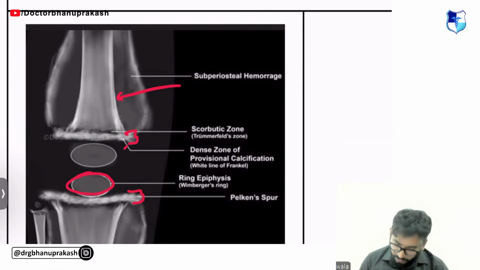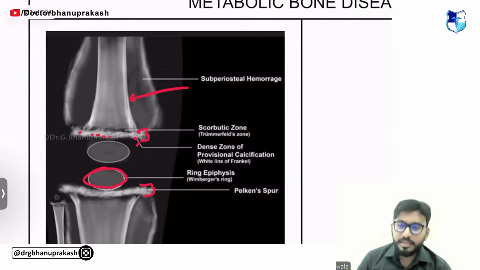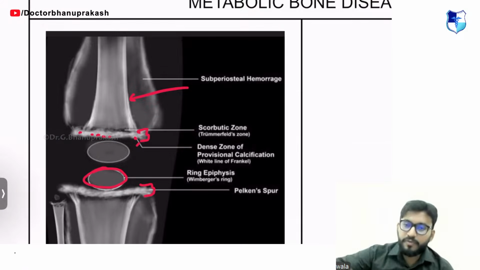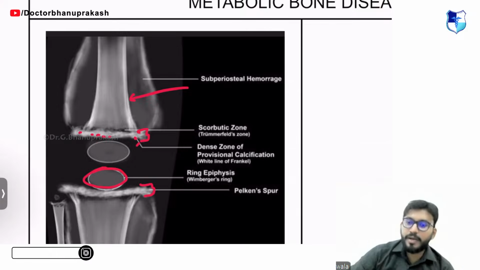This is your provisional zone of calcification, the white area, and the black area is the Trümmerfeld zone. These are the signs of scurvy that you need to know, guys. And you need to know how to differentiate scorbutic rosary from a rachitic rosary.